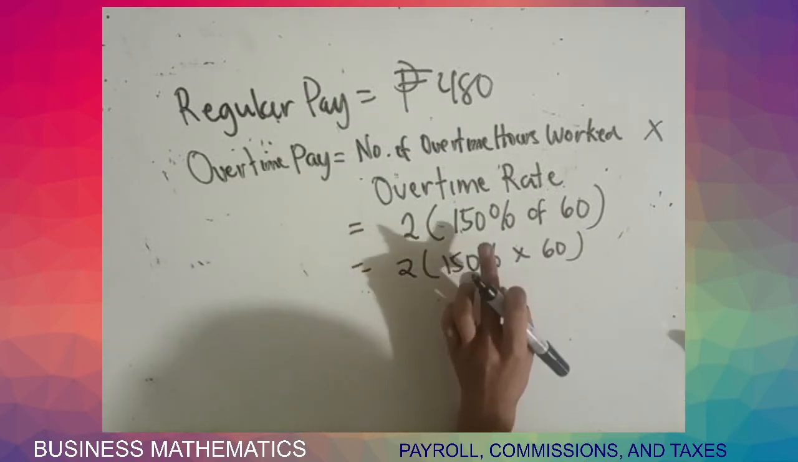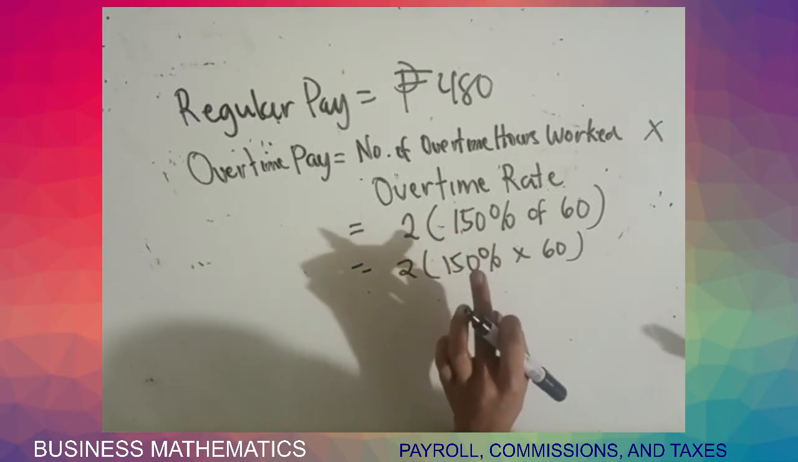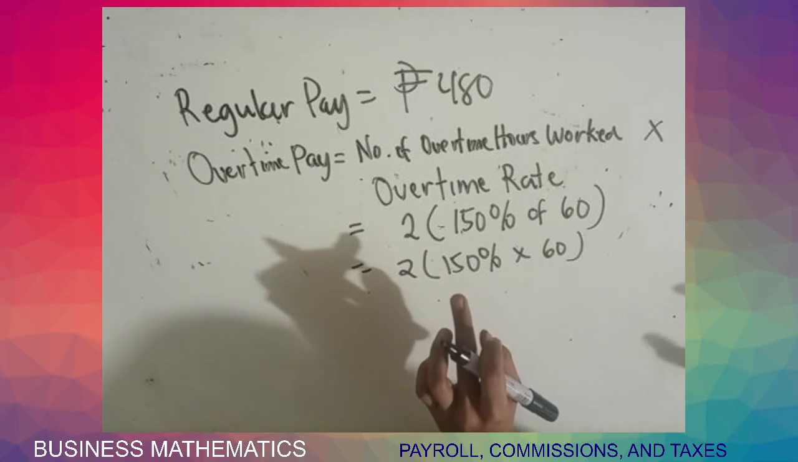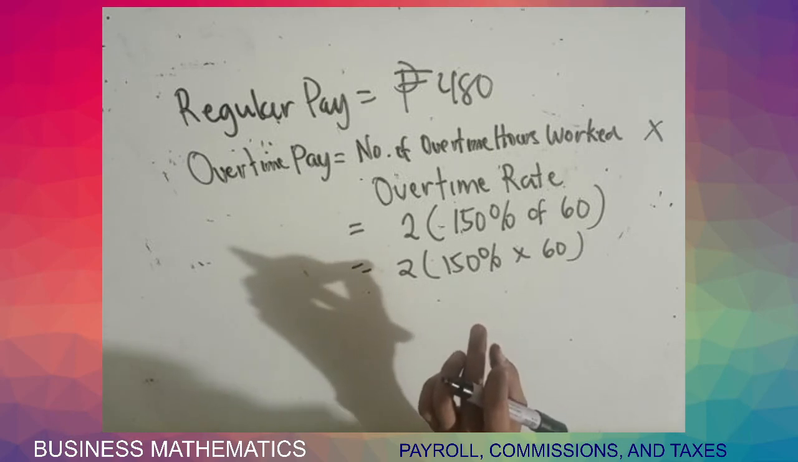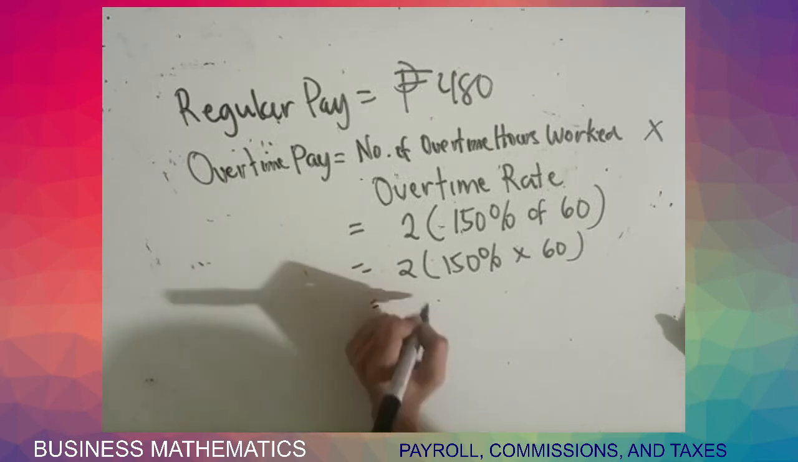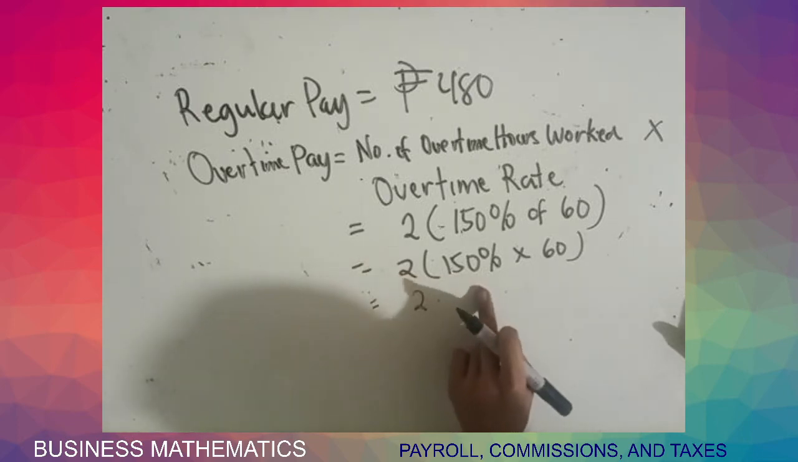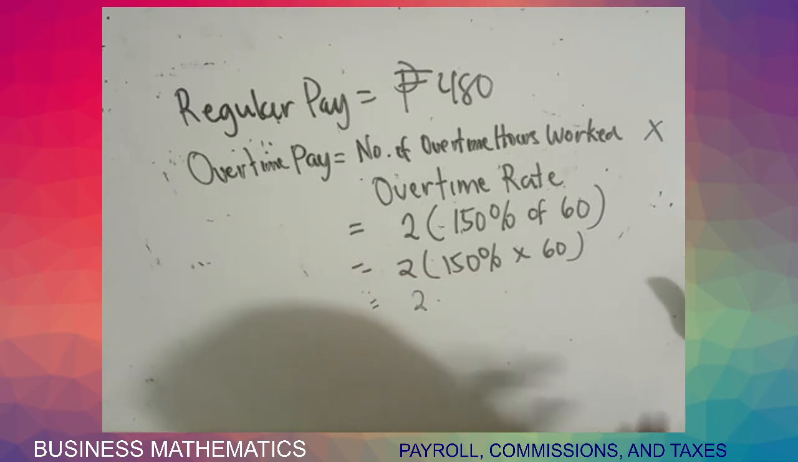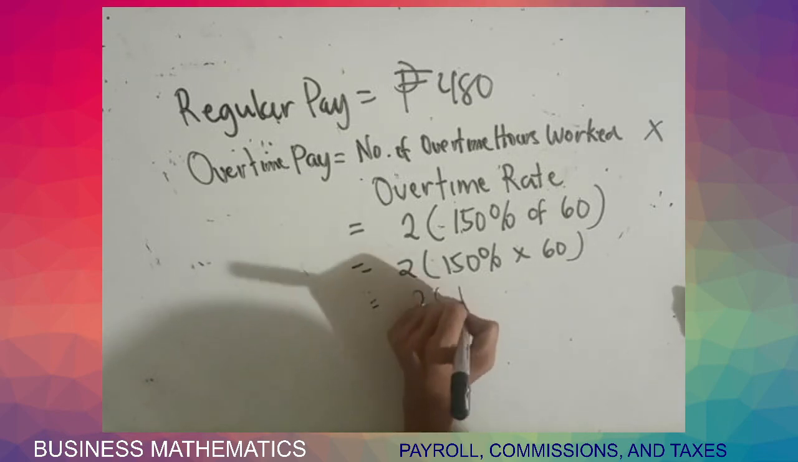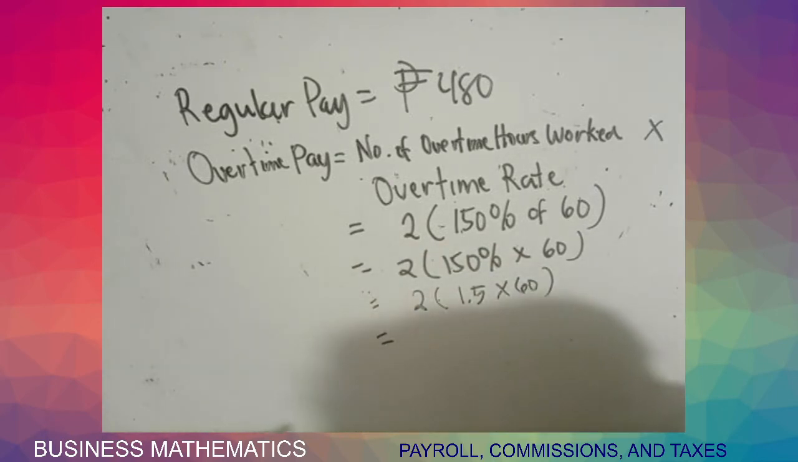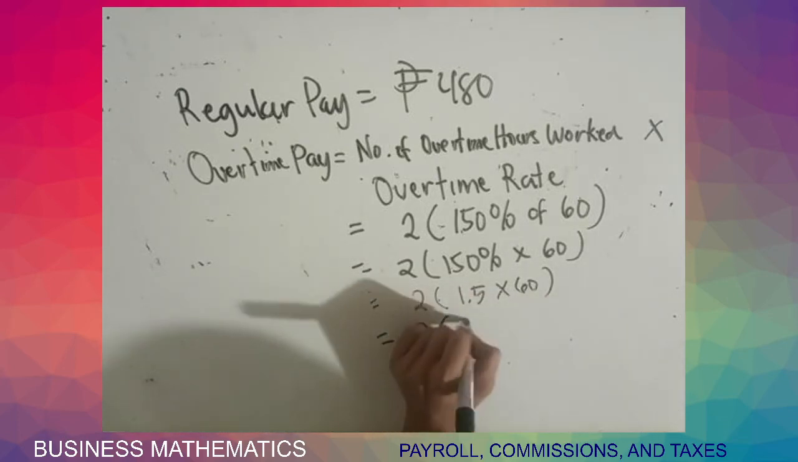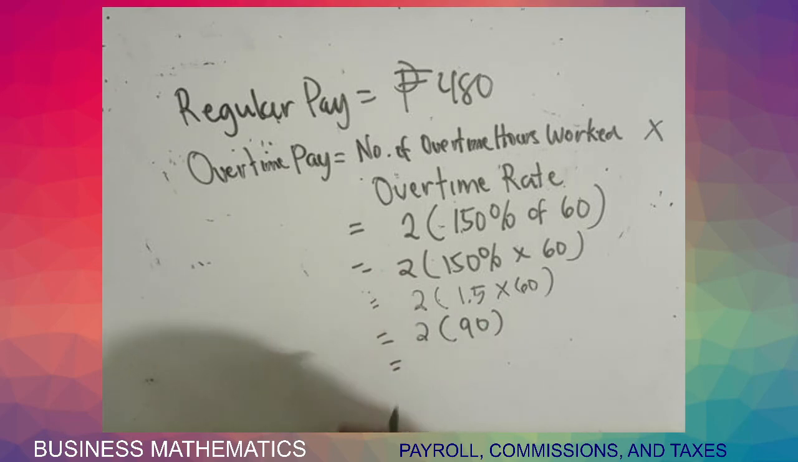So, ang kukuha natin yung 150% of 60 pesos. Ito yung formula ng pagkuha ng percentage, di ba? P is equals to rate times base. So, ganun din yung gagawin natin dito. Si 150% ita-translate natin into decimal, so equivalent niya sa decimal will be 1.5. So, 1.5 times 60 will be 90 pesos. Okay? So, 2 times 90 will be 180 pesos.